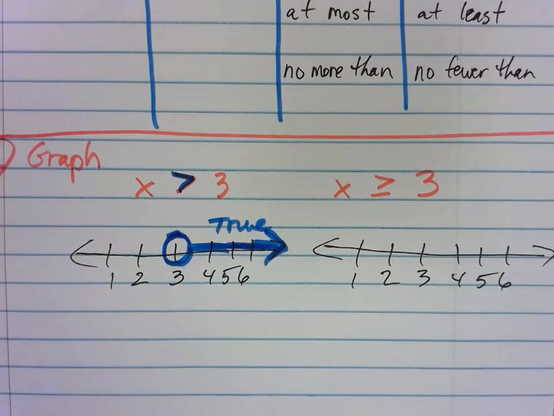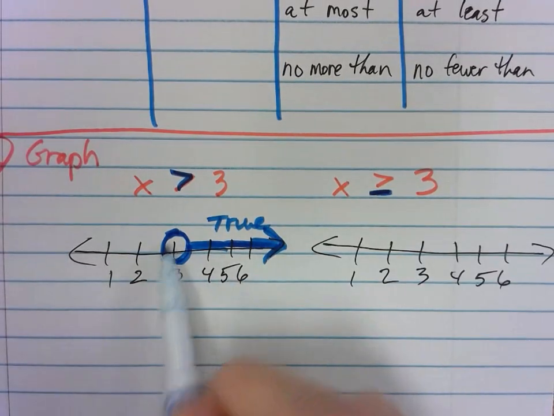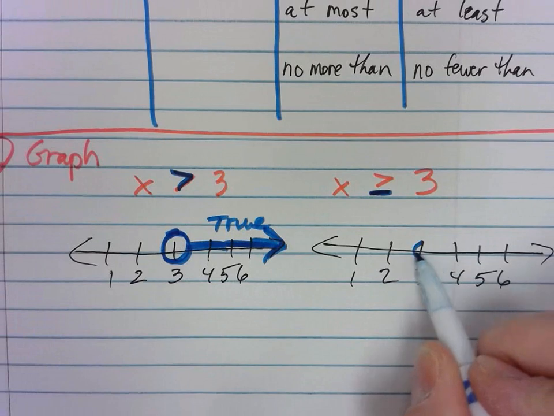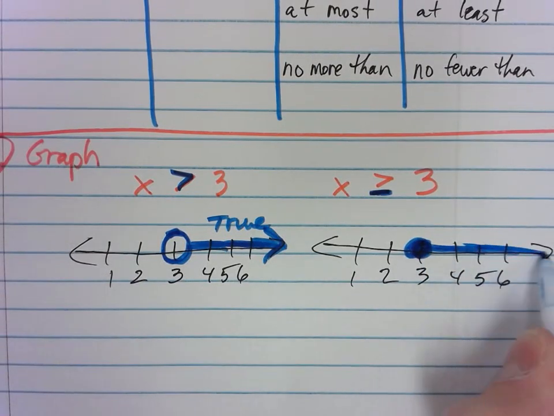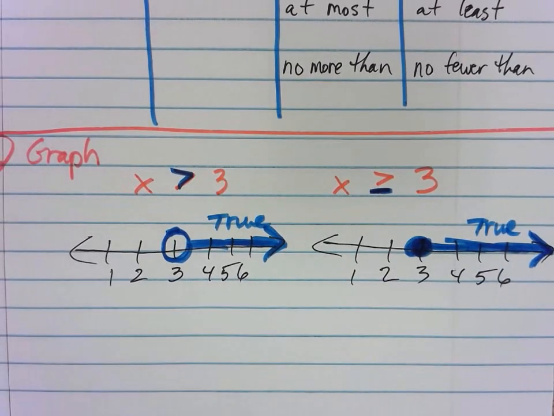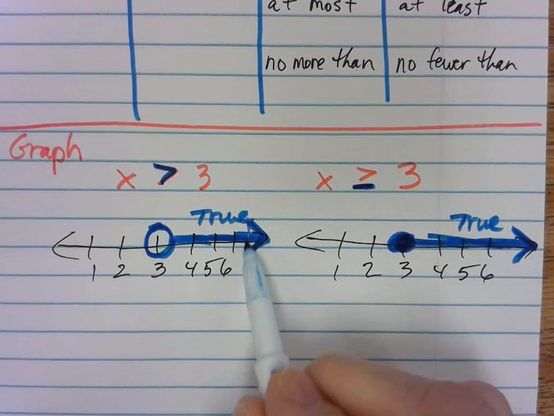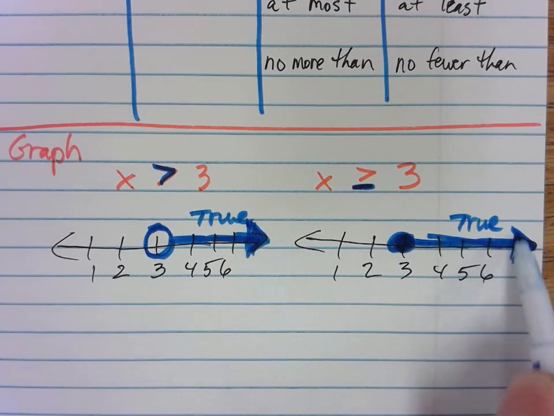So what's different about the one that's got the equal to sign underneath it? Well, instead of it being an open circle on the 3, that is going to be a closed circle on the 3, and then you will shade it to the right, because all of the true answers would be this way. So you always want to shade it in the direction where the true answers are. 4 is greater than or equal to 3, 5 is, 6 is, any number: 7, 8, 9, 10. All the numbers coming out this way to the right are the true answers.